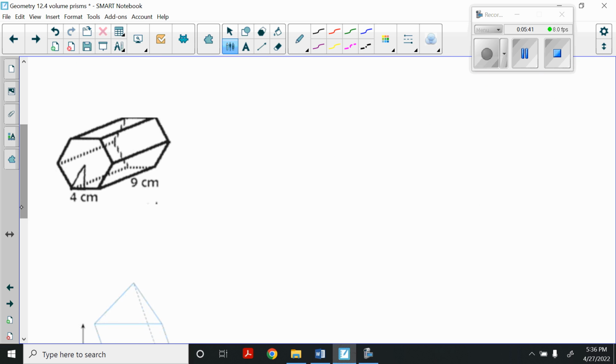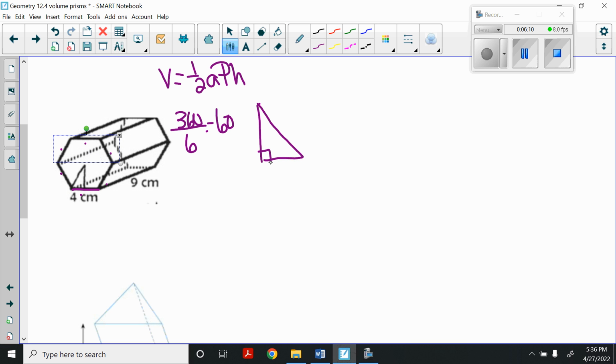Let's look at the next prism. This one is a hexagonal prism. So remember here, it's still volume equals 1/2 apothem times perimeter times the height. So here I am given that the side is 4. I need to find my apothem. This is 1, 2, 3, 4, 5, 6, a hexagon. So to find my central angle, 360 divided by 6 is 60.